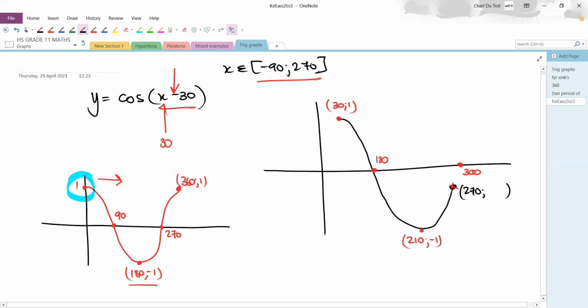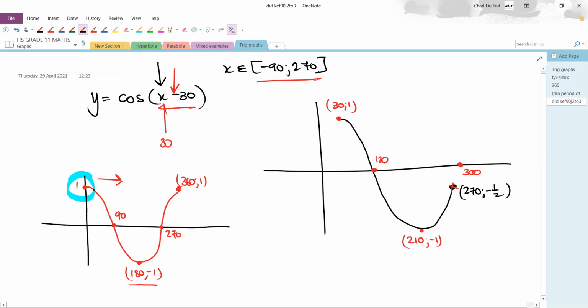And I don't know the y value, but I can take my calculator and put the y value in there. So if I type in, just want to fix the calculator. If I type in cos bracket 270 minus 30, close the bracket, then I get negative half. So that's what my y value is.